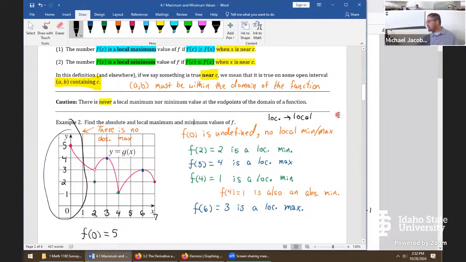And Dennis says, is that still not an endpoint of the domain? Well, if it were filled in right here, it would be an endpoint of the domain. But the caution is saying there's never a local max or min value there. It's not referring to the absolute maximum or minimum values in the caution, only the local ones. Does that make sense about the issues with the boundaries of the domain?